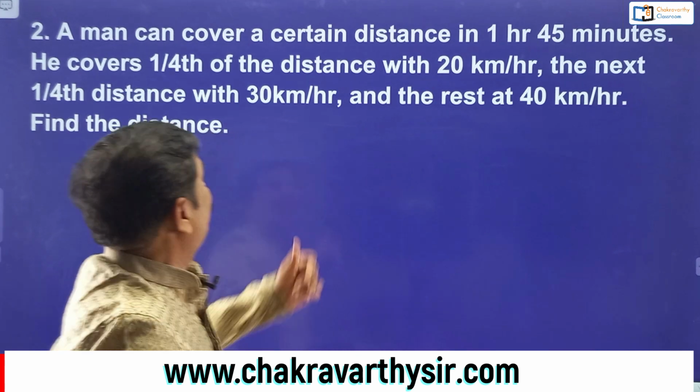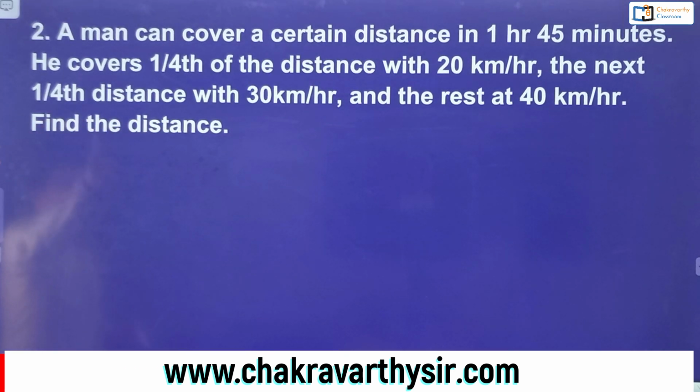How they have given: a man can cover a certain distance in 1 hour 45 minutes. They have given the time. Then he covers 1/4 of the distance at 20 kilometers per hour, the next 1/4 at 30 kilometers per hour, and the rest at 40 kilometers per hour. Find the distance.